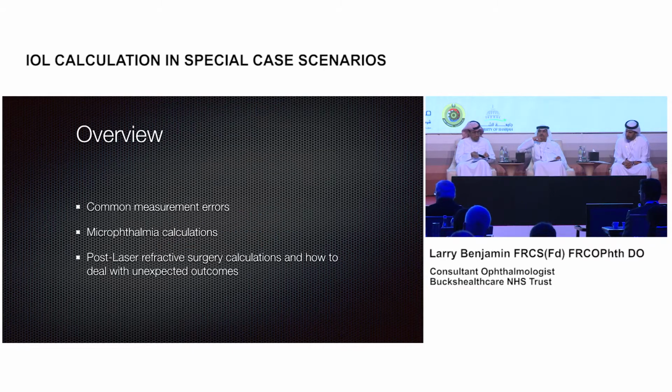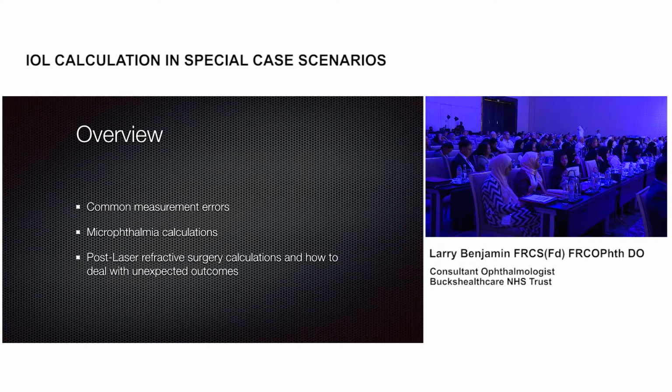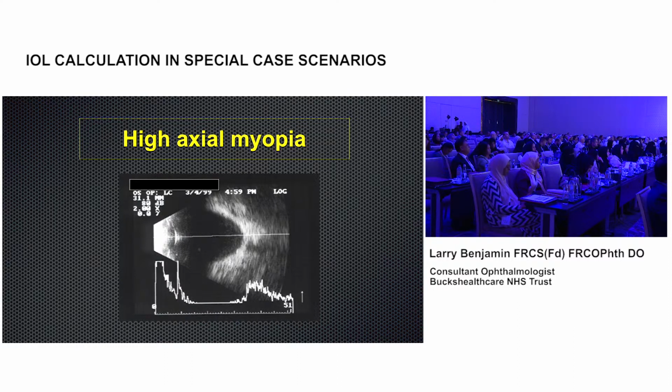We're going to mention some special scenarios, common things that are done in error, a little bit about microphthalmia and nanophthalmia, because they're specific cases that I think are important for people to know about, and then what to do if someone has laser refractive surgery, how do you calculate their lens, and what do you do if you get an unexpected outcome. So here's an example of someone with high axial myopia, and this is a very long eye.